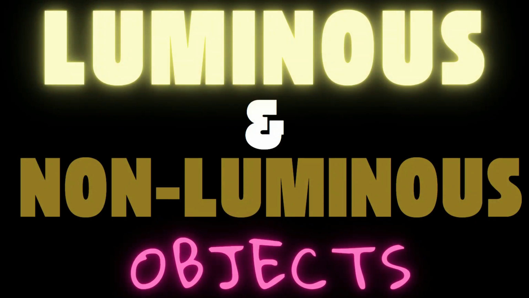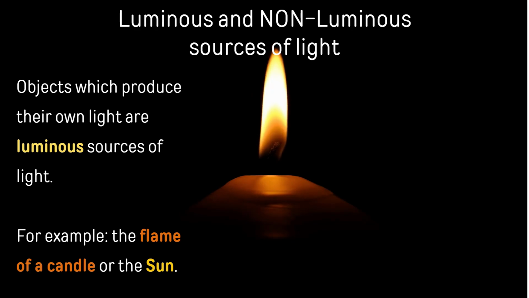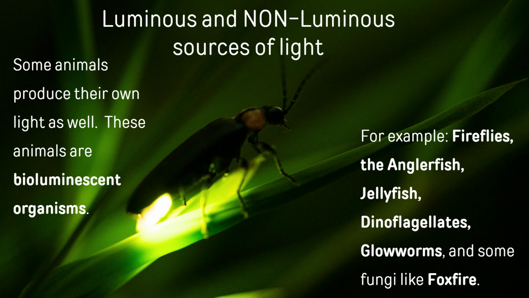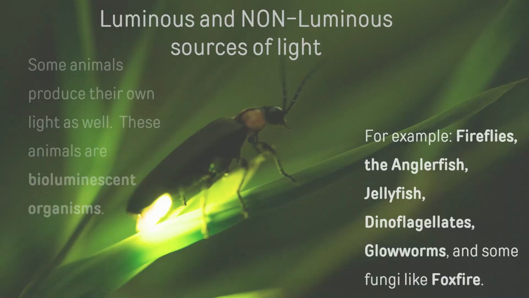Luminous and non-luminous objects. Objects which produce their own light are luminous sources of light. For example, the flame of a candle or the sun. Some animals produce their own light as well. These animals are bioluminescent organisms. For example, fireflies, the anglerfish, jellyfish, dinoflagellates, glowworms, and some fungi like foxfire.